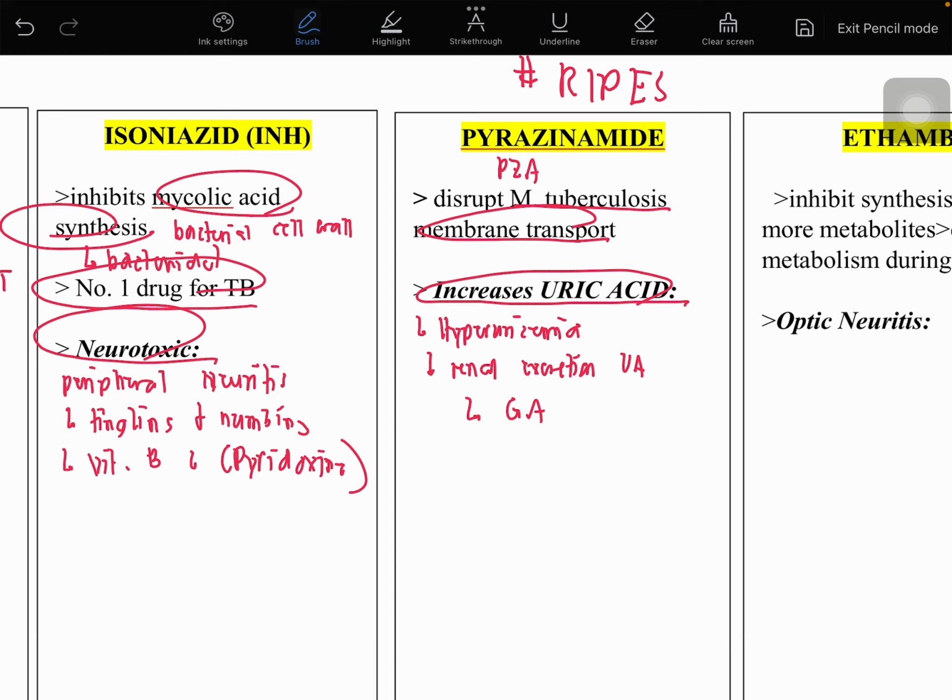Ngayon, as a nurse, what are you going to monitor? Of course, you have to closely monitor yung mismong uric acid serum level natin. Okay, and of course, you're also going to assess for possible symptoms of gout natin. Once si patient nagtitake ng pyrazinamide.